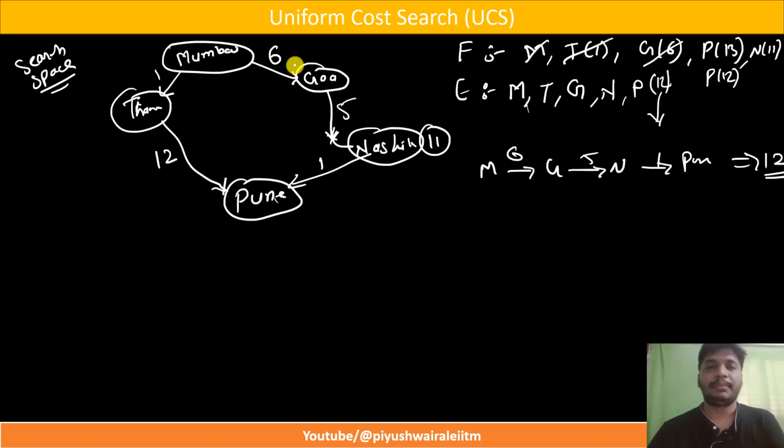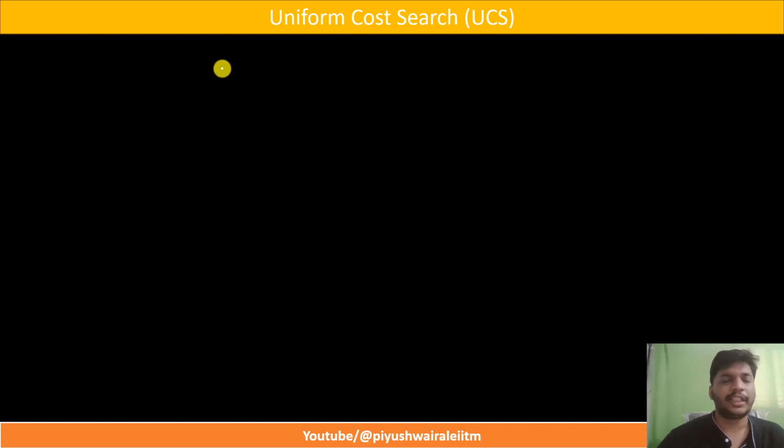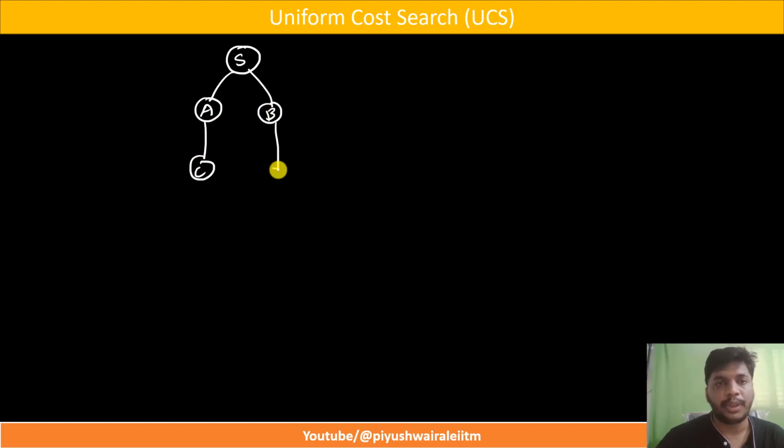Now let us take one more example, which is more complex than this. Suppose this is my source state S. From S I am going to A, and I can go to B. From A I am going to C. From C I am going to D. From D, for example, I am going to E and F.